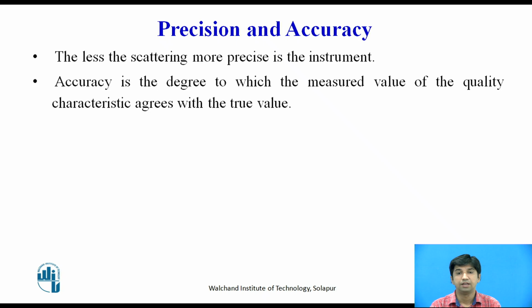Accuracy. It is the degree to which the measured value of the quality characteristic agrees with the true value. The difference between the true value and the measured value is known as the error of measurement. It is practically difficult to measure exactly the true value, and therefore a set of observations is made whose mean value is taken as the true value of the quality measured.